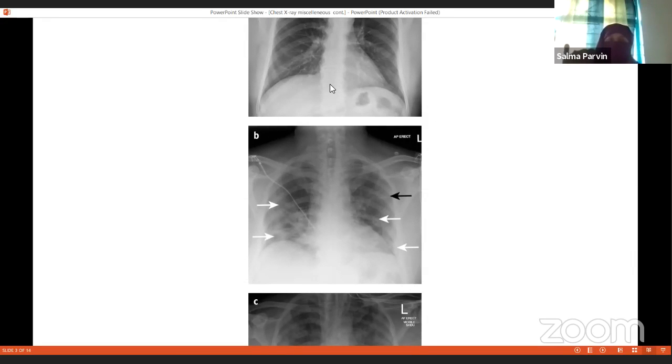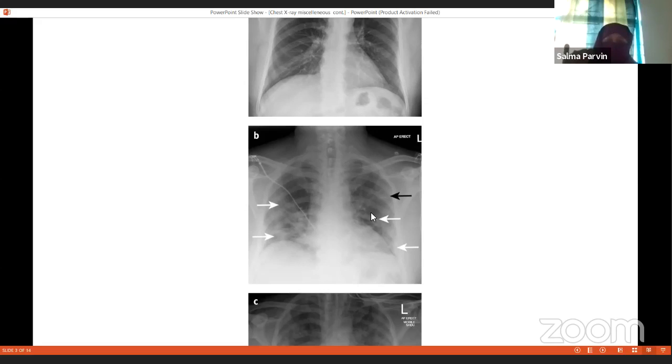This is an X-ray, part of X-ray seen here. And the lower part of the X-ray, the upper part is also normal. And you see this as clear lungs. This patient has got clear lungs.